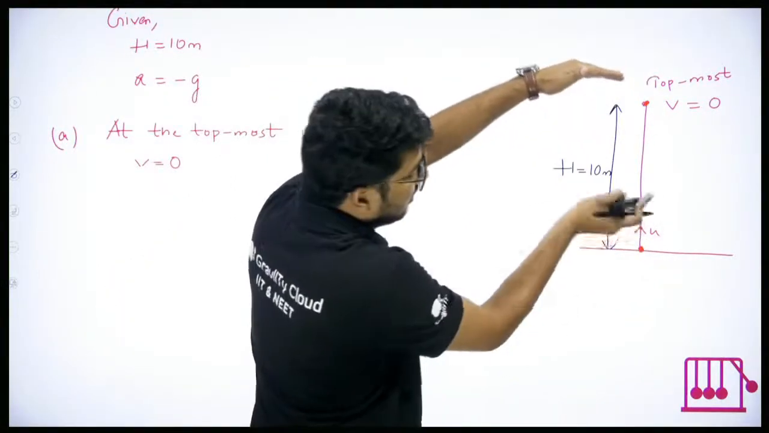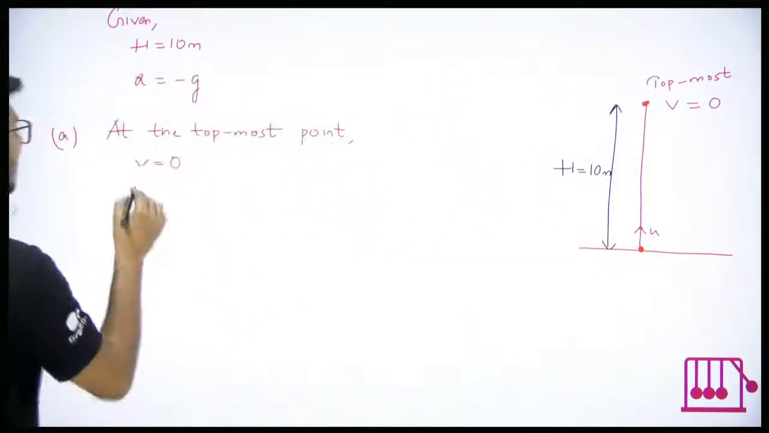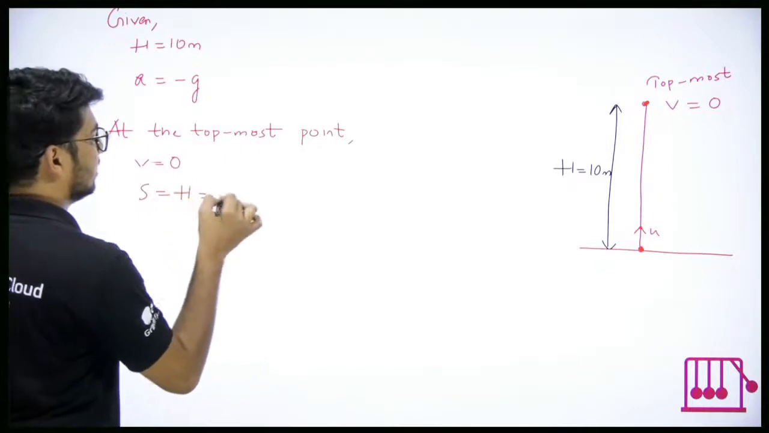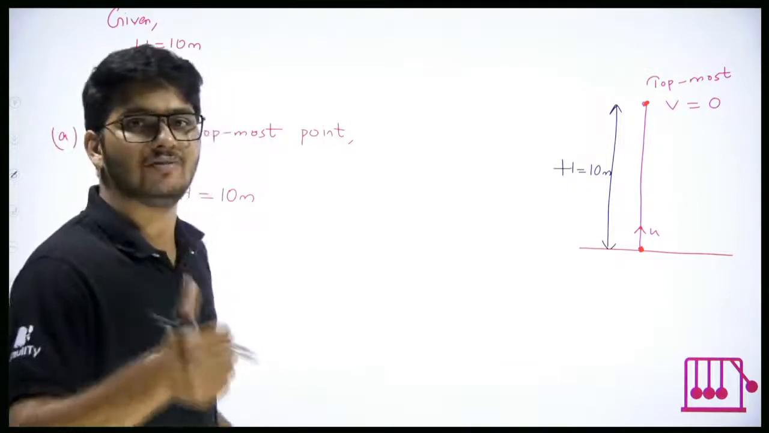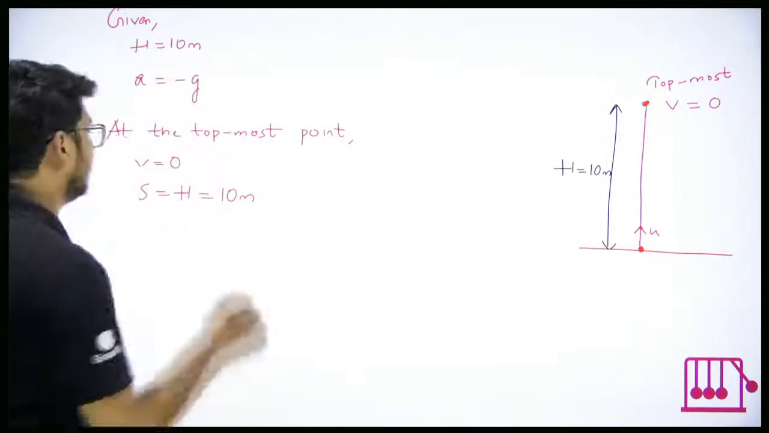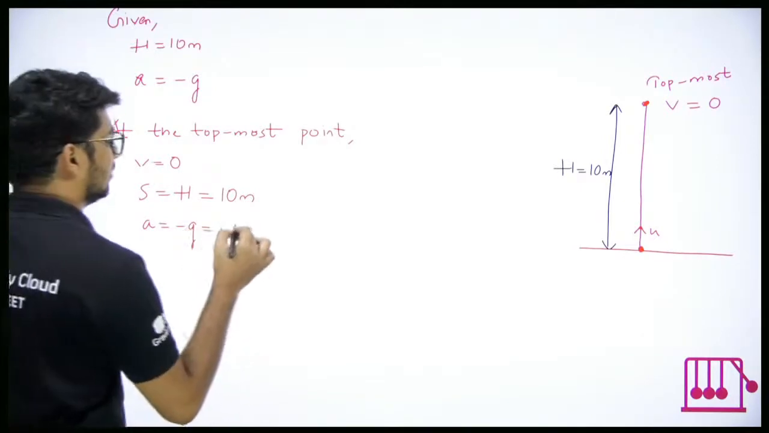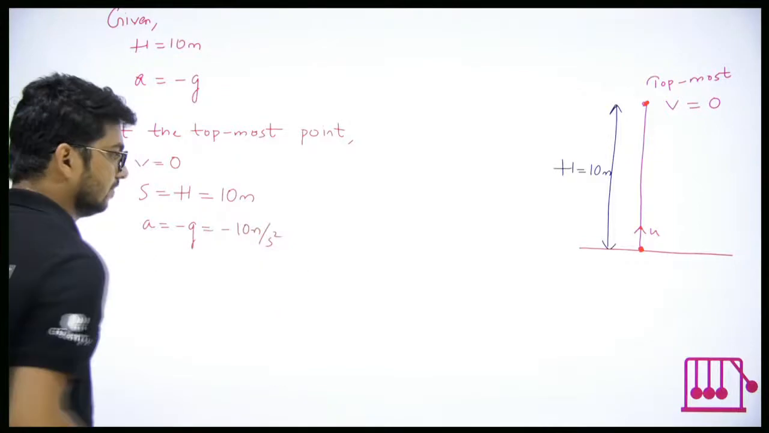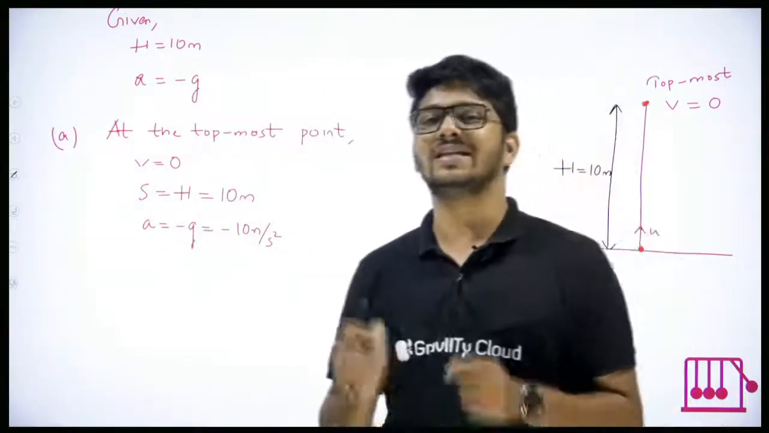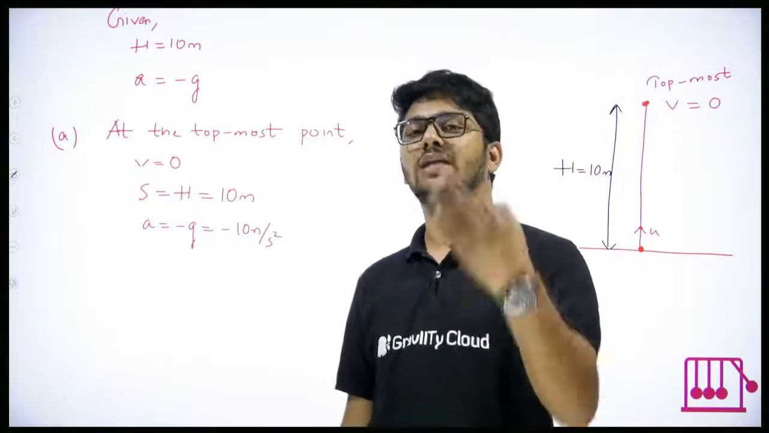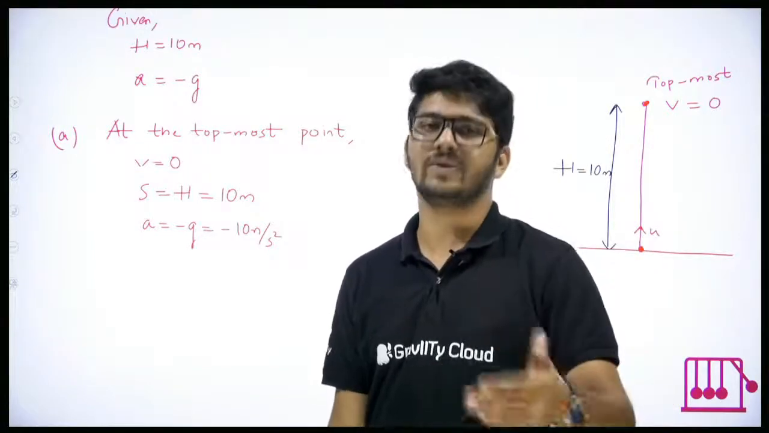See this, what is displacement? From ground to the topmost point, displacement is nothing but height h. So s is equal to capital H, that is equal to 10 meters. So v is equal to 0, we have final velocity, we have displacement, and we know that for upward motion, a is equal to minus g, which means minus 10 meter per second square. So we have how many quantities? We have 3. And remember this, in the equations of motion, if you have 3 quantities, you will automatically get the other 2 using the proper equation.